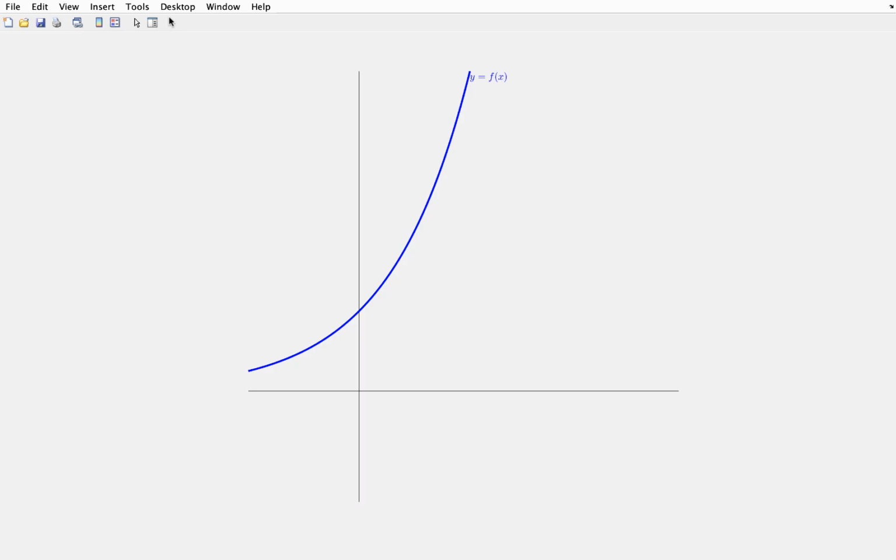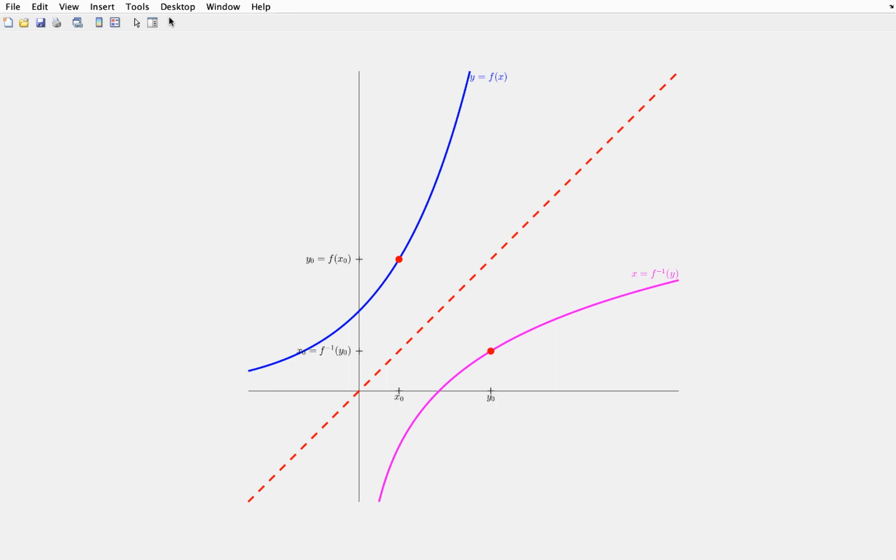So let's consider the graph of a function y equals f of x. Then to graph its inverse, we essentially take the function and reflect it over a 45-degree line as such. So there we have the inverse of the blue curve. So if y naught equals f of x naught, then x naught equals f inverse of y naught.